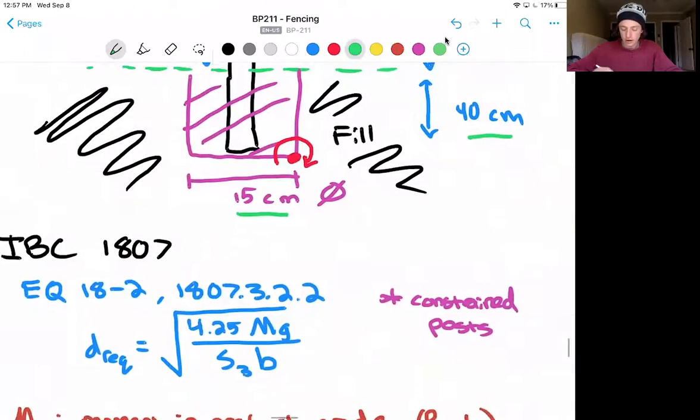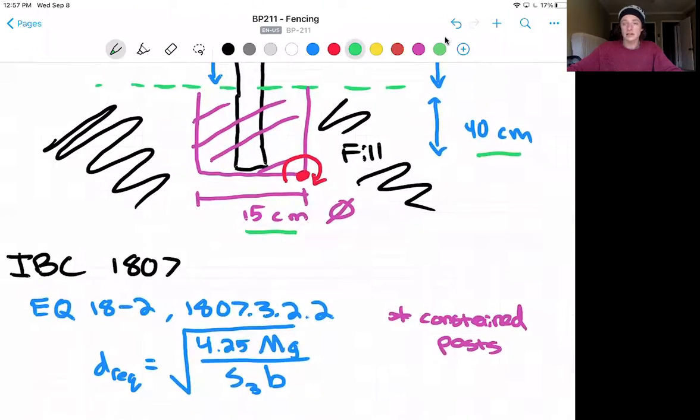So first, we're going to navigate to the IBC, the International Building Code, Chapter 18, Section 1807, Equation 18-2, in 1807.3.2.2 for constrained posts, which gives us the required embedment equation.